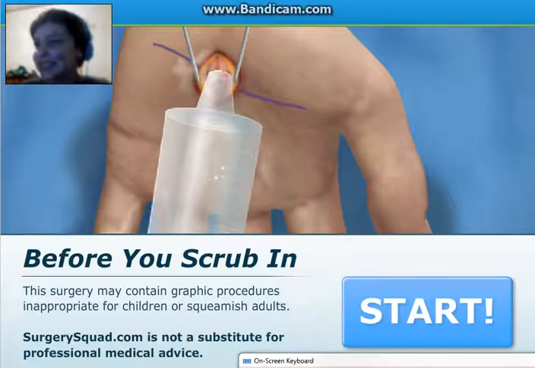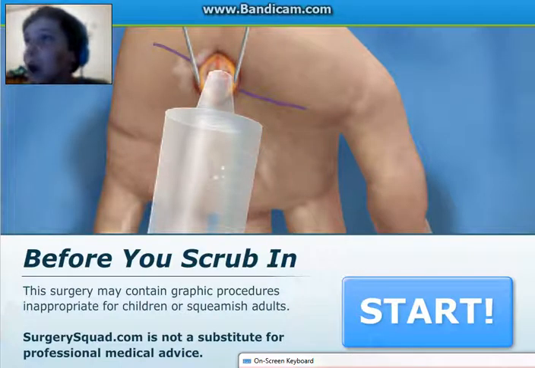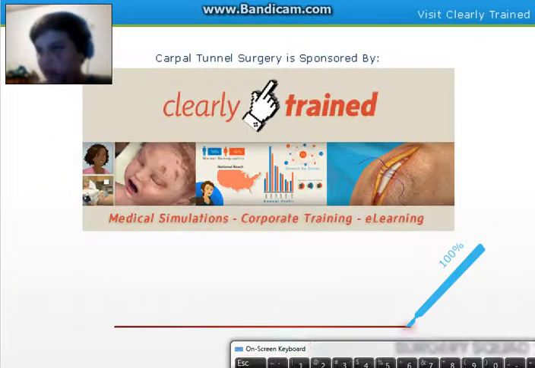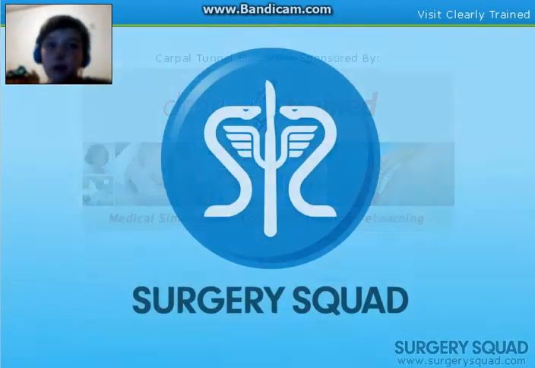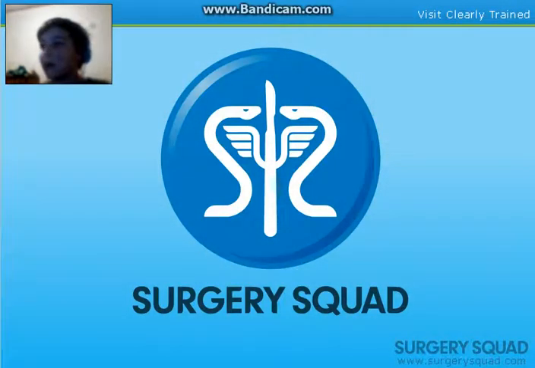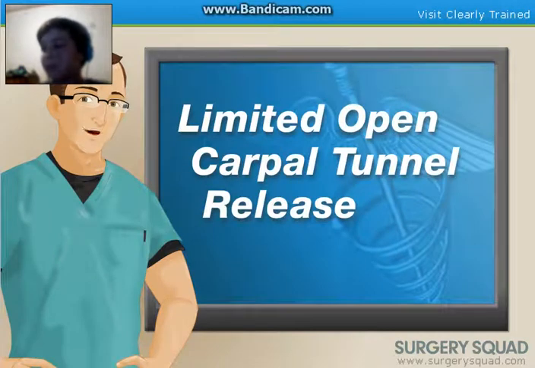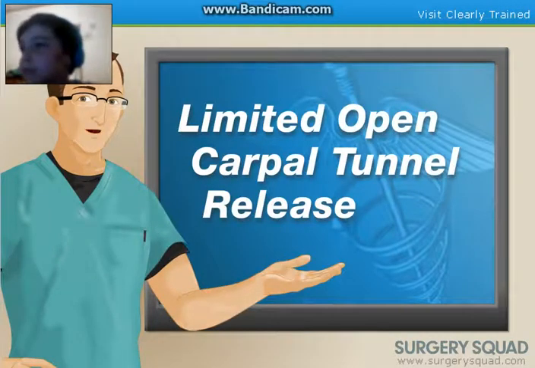This one looks like it's gonna hurt already. It's the open carpal tunnel release. Oh, by the way, this is my on-screen keyboard because I don't have batteries for my keyboard because people that live with me.